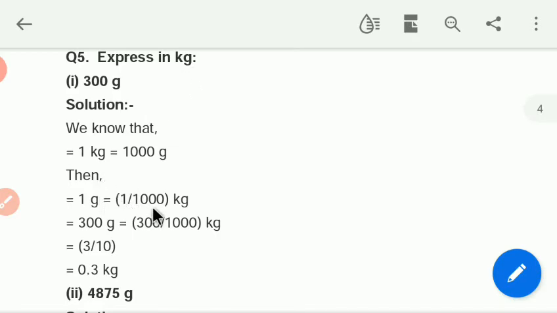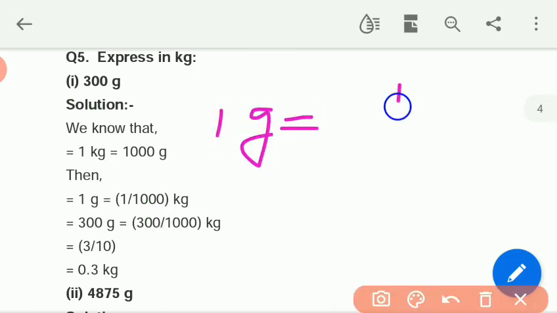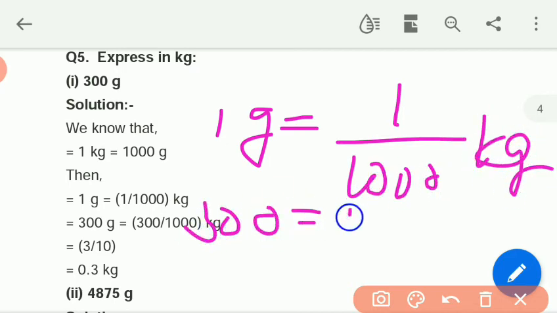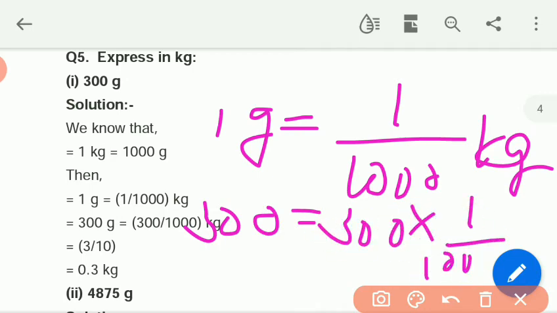Then 1 gram will be equal to how many kilogram? 1 upon 1000. Now it is for 1 gram. You have to find for how many grams? 300 gram. It means we have to multiply 1 upon 1000 by 300. If 1 gram is equal to 1 upon 1000 kilogram, so 300 gram will be how much? 300 multiply 1 upon 1000.